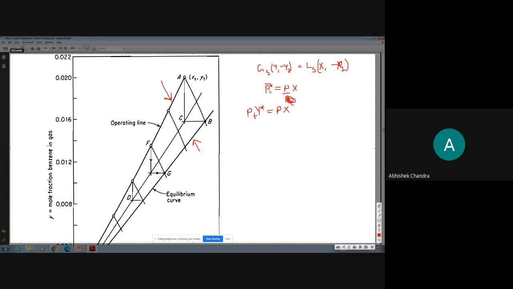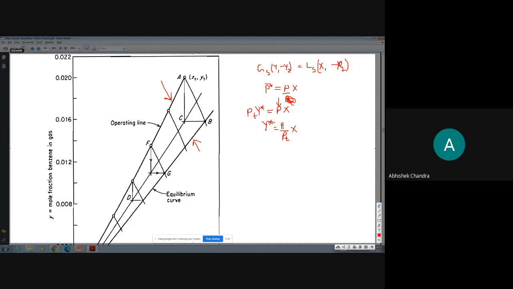This relationship, P star, you can write this way, and then Y star. This is the equilibrium relationship. P is the vapor pressure and PT is the total pressure, right? So with the help of this you can find out the equilibrium curve, right?